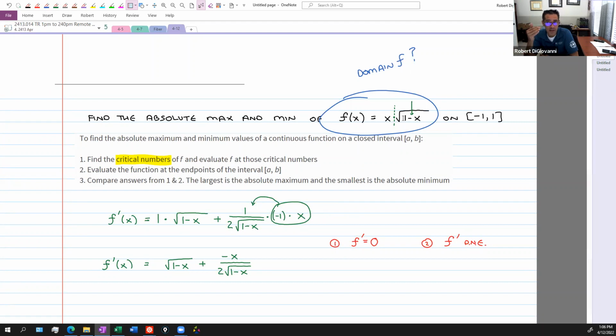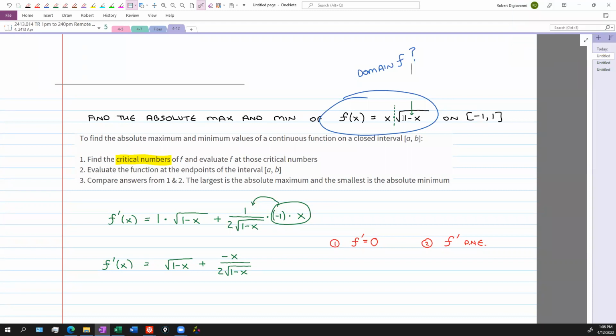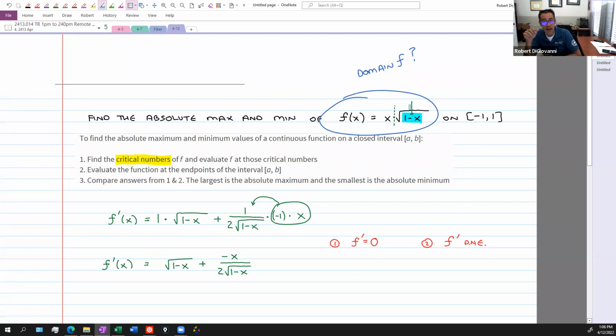We can have 0 under a root or we can have positives, but we can't have negatives, which means that 1 minus x, that's called the radicand, the thing under the root, must be greater than or equal to 0 in order for this function to be defined. If it's negative, we're in trouble. So I want to know where it is greater than or equal to 0. I add x to both sides and I get the domain. x has to be less than or equal to 1.